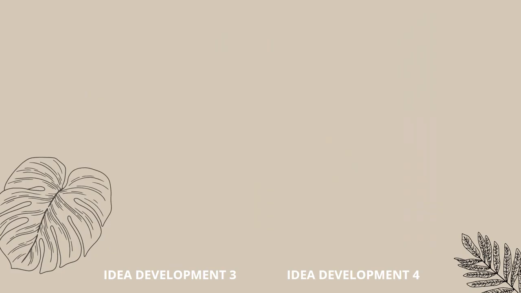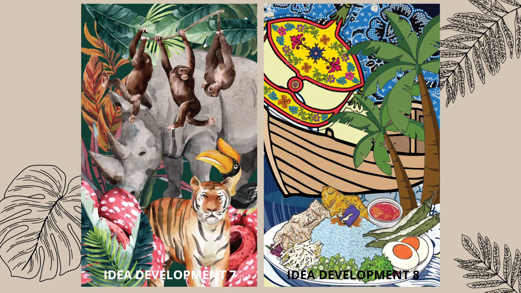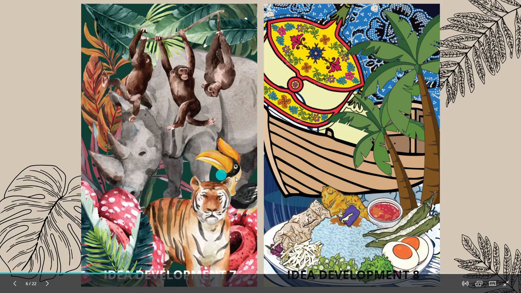And then we move to the idea development number 5, which is the Malay cuisines. Idea development number 6 is about Malacca culture. And then idea development number 7, which is the selected idea for my final project. It's about the extinct animals.